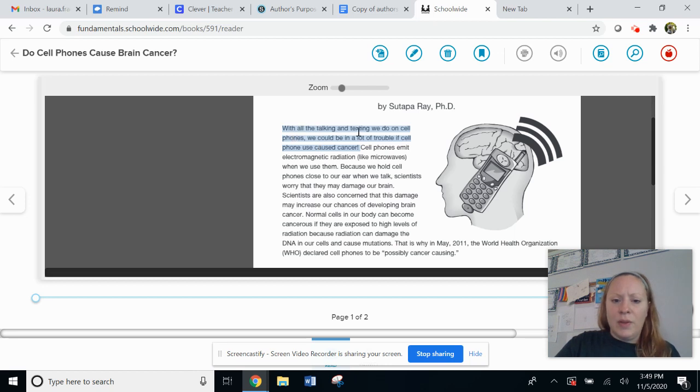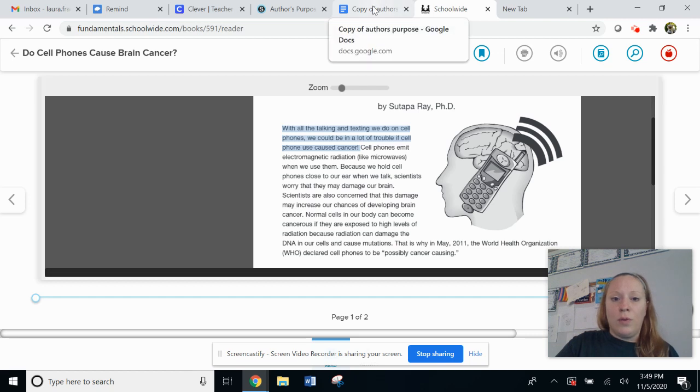So this says, with all the talking and texting we do on cell phones, we could be in a lot of trouble if cell phone use caused cancer. Well, this is an explicit thesis because I know what the author is trying to communicate to me as the reader, because they stated it right there. They're worried that cell phones might cause cancer.